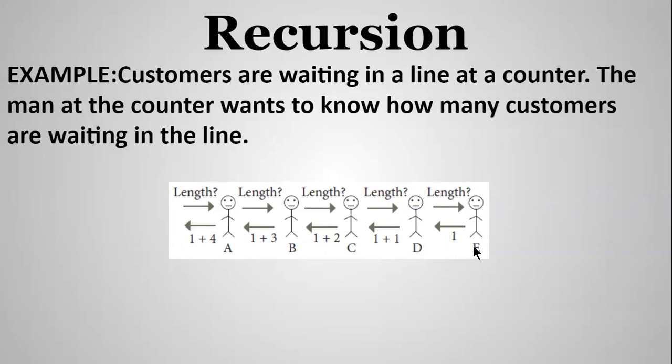D will ask E, how many students at the back? So at the last, E doesn't have any person at the back to ask the question. Now E starts giving the solution, or the answer. So E will say nobody is there at the back.